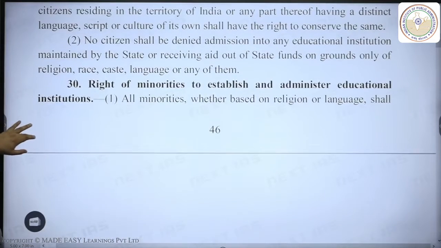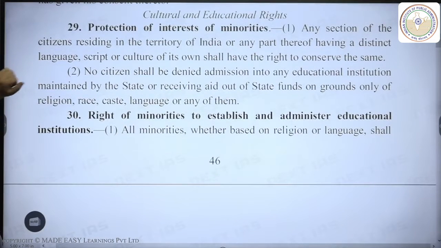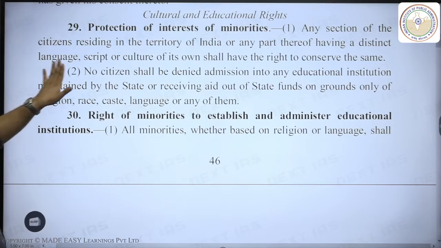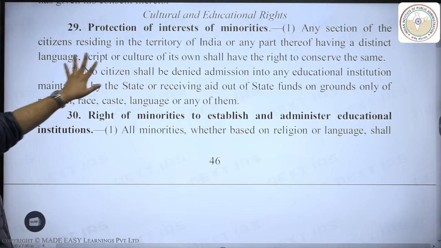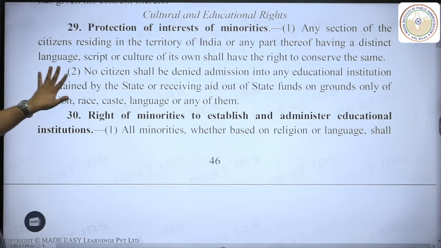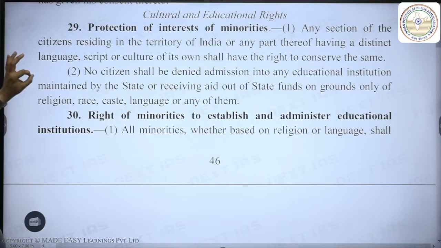See, when you look at the discrimination variables given in Article 29, it says religion, race, caste or language. But this is largely from a citizen point of view, that the citizen cannot be discriminated against on religion, race, caste, language or any of them. It again, interestingly, does not mention gender. It does not mention residence or domicile or any of those variables.